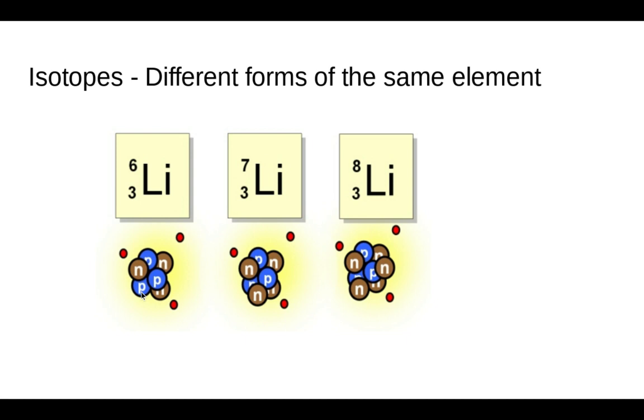Let's look at the protons. 3 blue protons, 3 blue protons, 3 blue protons. But what we have in these different isotopes is a different number of neutrons. In here, lithium-6 has 3 neutrons. Here it has 4 neutrons, 1, 2, 3, 4.